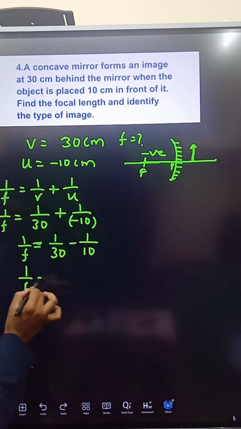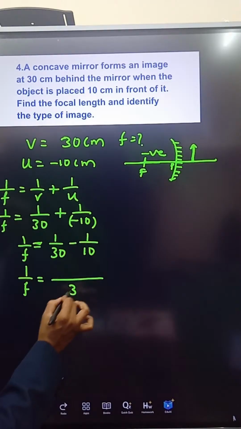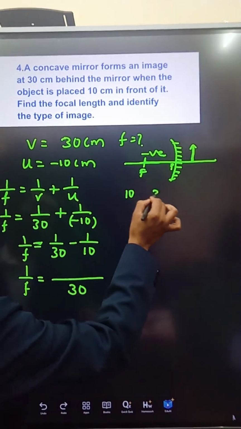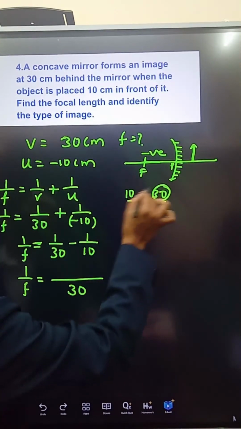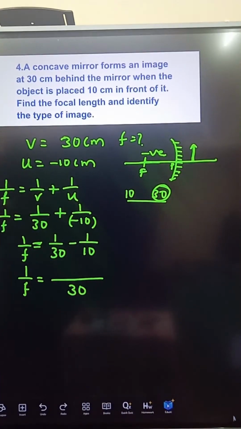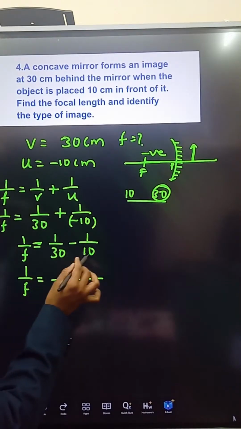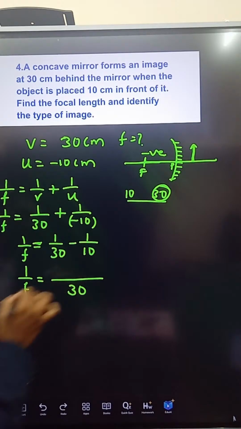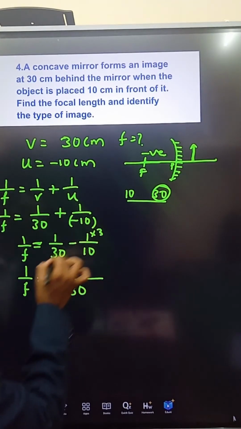1 by f is equal to, go for LCM, that is 30. How am I taking the LCM here? Here 10, here 30, right? If one number is a multiple of the other, this will be the LCM, and the smaller will be the HCF, remember. So that is how we are finding. Here 30 is a multiple of 10, so 30 is the LCM here. So 30, 10 into 3, right?